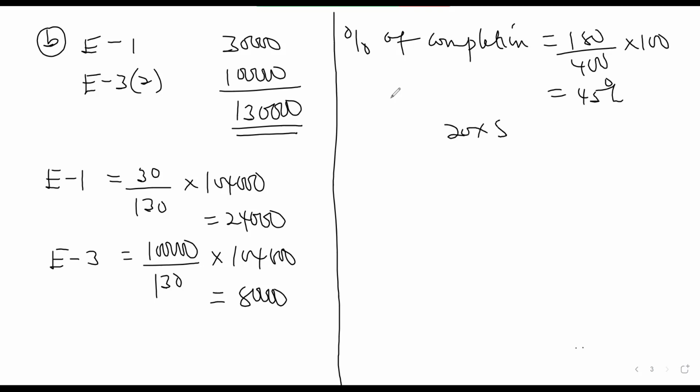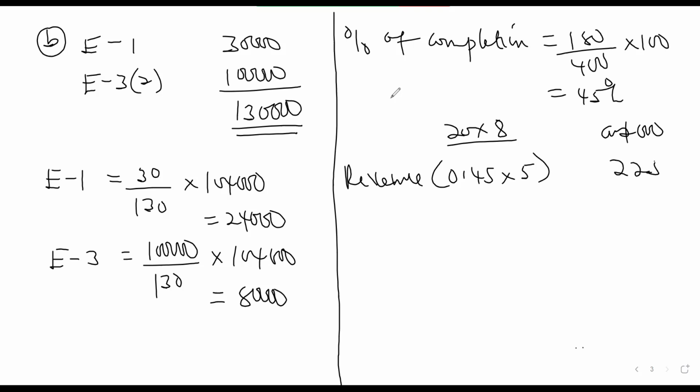Okay. So the revenue that you can recognize for 20X8 will only be 45% of the contract revenue. So what will be the revenue that you should recognize? 0.45 times the 5 million. What are you getting? Okay, just do it in thousands. I'm having 2,250, isn't it? Okay, 2,250.